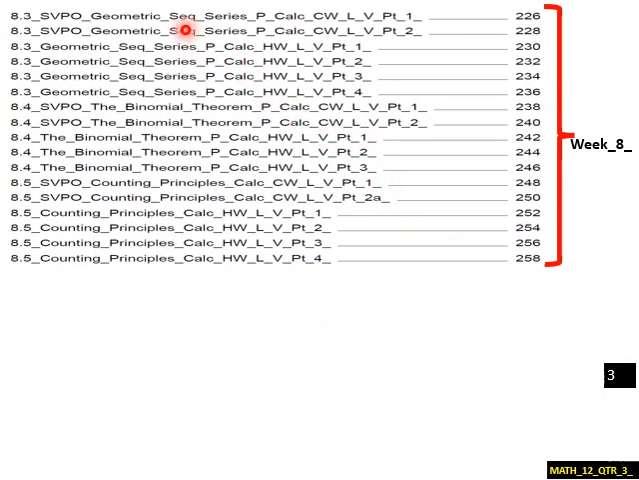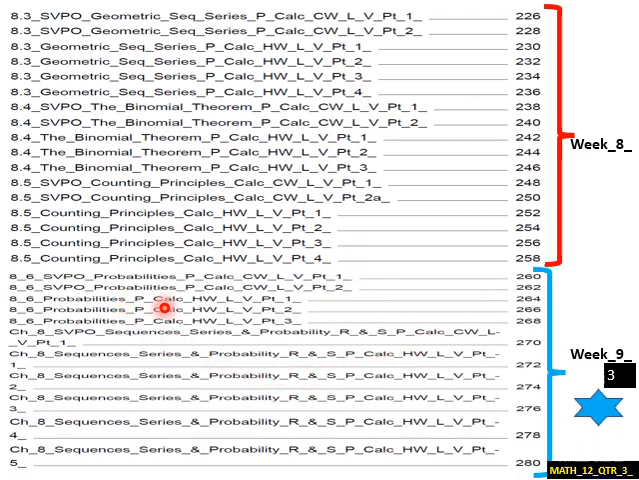And then week 8, we get geometric sequences and series to start out week 8, 8.3. And then the binomial theorem, 8.4. And then 8.5, we get into counting principles for 8.5 and 8.6. That's week 8. And then week 9, we get into probabilities, and then we have our chapter 8 review and summary here for week 9, and then our homework for that. And there is a test.